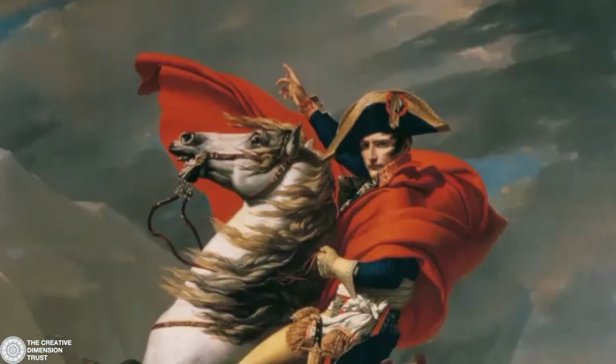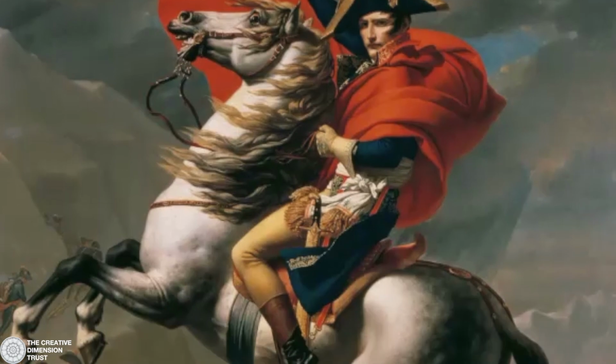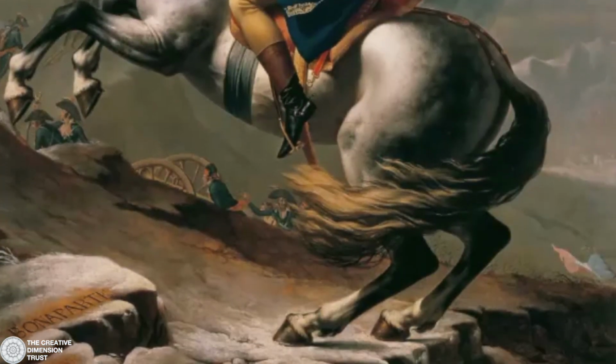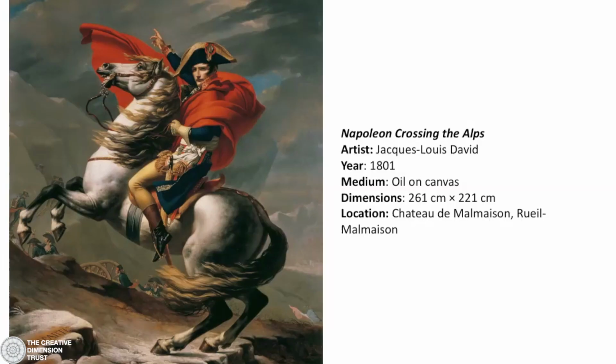So first we have here a portrait of Napoleon painted by French artist Jacques-Louis David around 1801. Initially commissioned by the King of Spain, the composition shows a strongly idealized view of the real crossing that Napoleon and his army made across the Alps through the Great St. Bernard Pass in May of 1800.